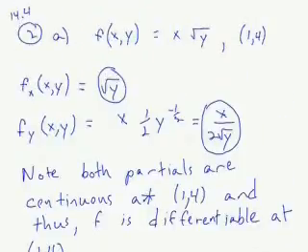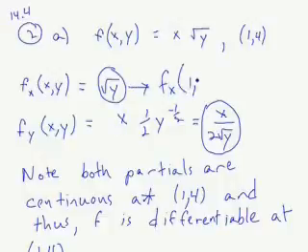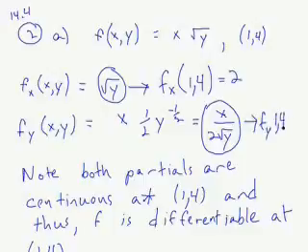And if you go ahead and evaluate the partial with respect to x at (1, 4), you get 2. And if you evaluate the partial with respect to y at (1, 4), you'll get 1/4. Plug in 1 for x, 4 for y, 1 over 2 times 2, or 1/4.